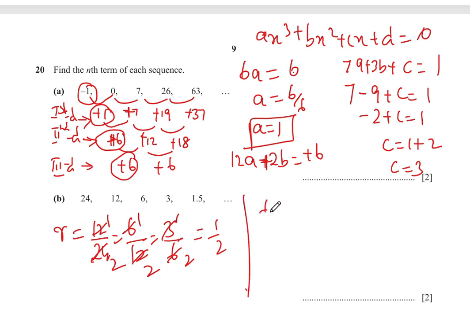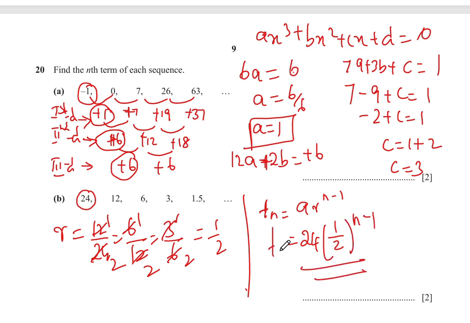So the nth term for the geometric sequence is Tn is equals to a r to the power of n minus 1. a is the first value, 24. So you can write 24, and the r value is 1 by 2, to the power of n minus 1. So this is the nth term of this geometric sequence. That's all. I hope you can understand this part.